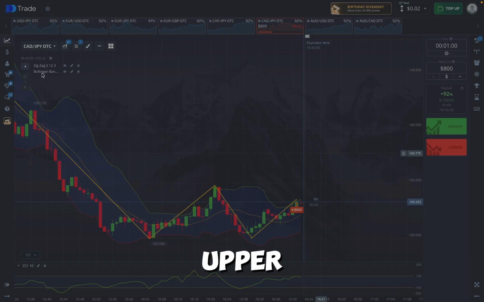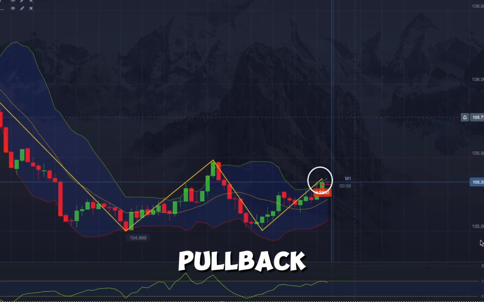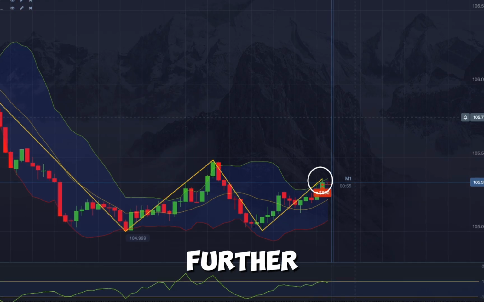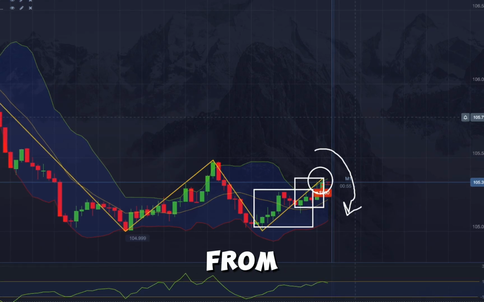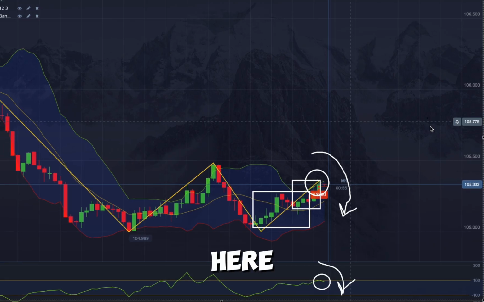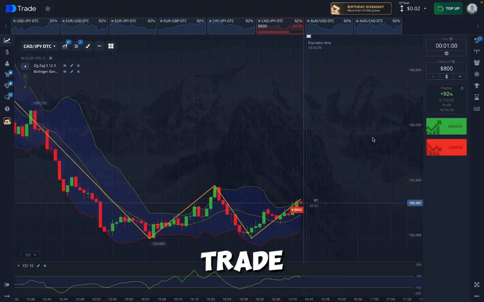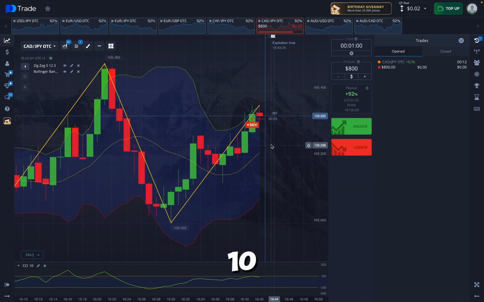We have touched the upper Bollinger Band. We have also updated the local maximum on the zigzag, and there is a pullback in the price, and I think that the further dynamics of the movement we should also go down on the trend. I also see a bounce from the overbought area on the oscillator. So in this case, here, I open a trade on the downside. Let's watch the result. About 10 seconds left.